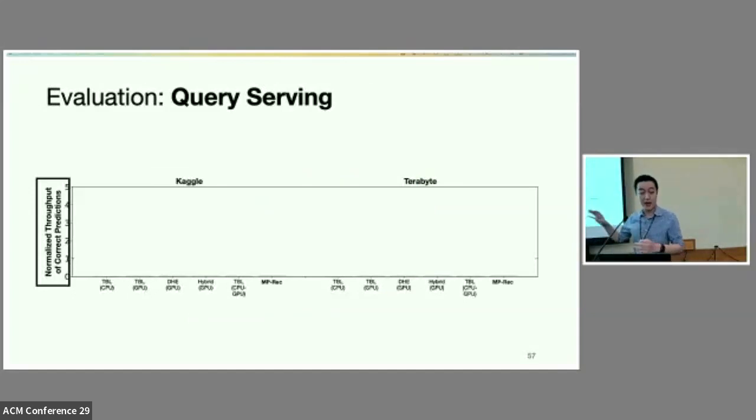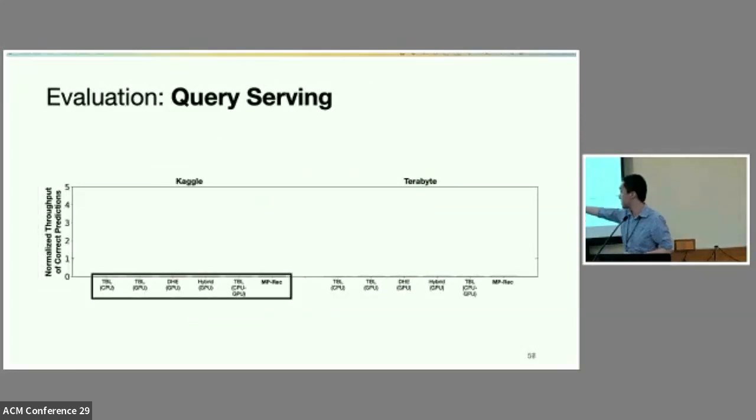So here we evaluate a query serving scenario where queries following a log normal distribution have to be served under a strict latency target. So the metric that we care about is throughput of correct predictions. So we care about not only serving tons of predictions, but also serving the correct ones. So we evaluate a CPU-GPU system for both Criteo Kaggle and a larger Criteo Terabyte use case. So for each of the use cases, we see different ones, like using tables on CPUs, tables on GPUs, and then the DHE and hybrid on GPUs.